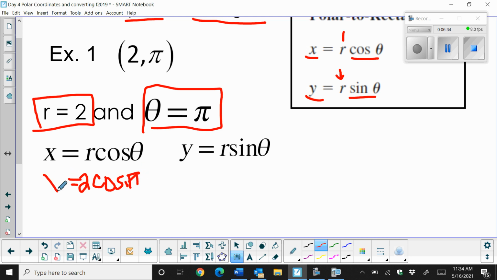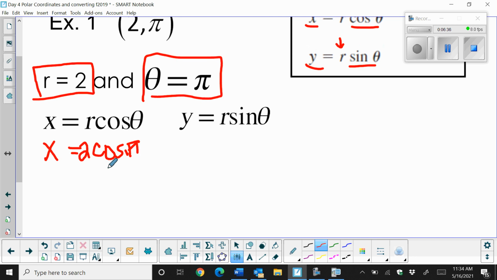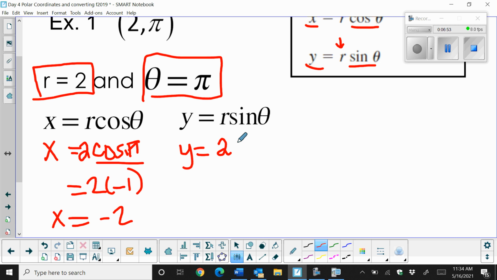Now, let's think about that unit circle. What is the cosine of pi? Well, the cosine of pi is -1. So let's take 2 times -1, and the x-coordinate is -2. Let's do the same thing to find the y-coordinate. We're going to plug in 2, and we're going to take the sine of pi. Well, we know the sine of pi is 0. So 2 times 0 is just 0.